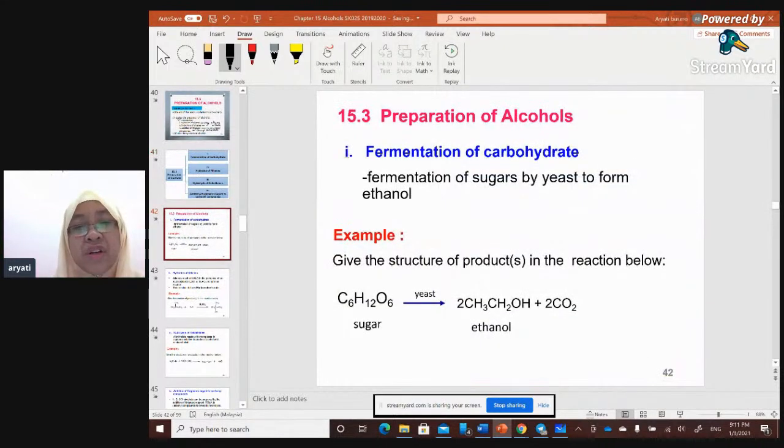Okay, preparation of alcohol, fermentation of carbohydrate. So fermentation of sugar by yeast to form ethanol. You already learned this in biology in Form 4 or Form 5. So if you have any sugar in the presence of yeast, the sugar will be fermented, broken down, and ethanol and carbon dioxide gas will form.